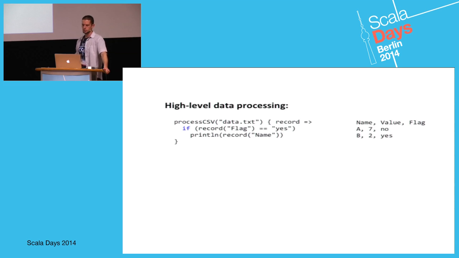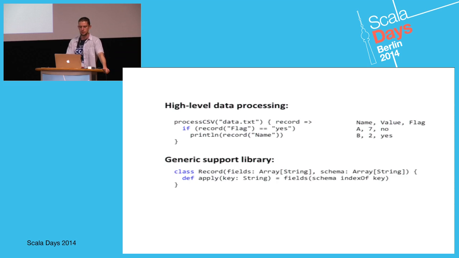And the way we might want to work with this is to have this processCSV abstraction here, which takes a file name and then a closure that's invoked for each line in the file, right? And we would like to have records as objects, which we can query by name, right? So we want to say, for a given record, give me the flag field and compare it to yes, right? And if this is true, then, well, I want to print the name field of a given record here. Right, and this is how we can implement this in Scala.